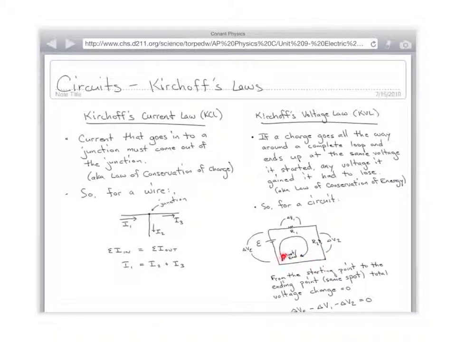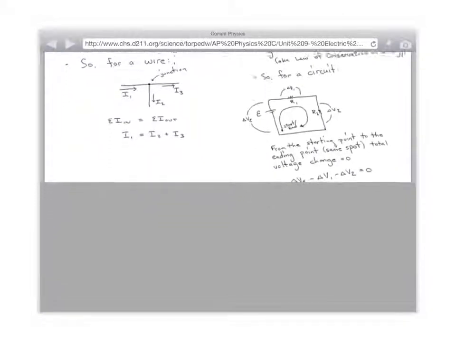Yeah, if you pick a starting point and you go around any loop in a circuit, even if it has more than one loop, from start to finish, the total voltage change must be 0. And that is a restatement of the law of conservation of energy, not charge. So the current law is about charge, the voltage law is about energy. Does that make sense? All right, so let's take a look at how this is applied.